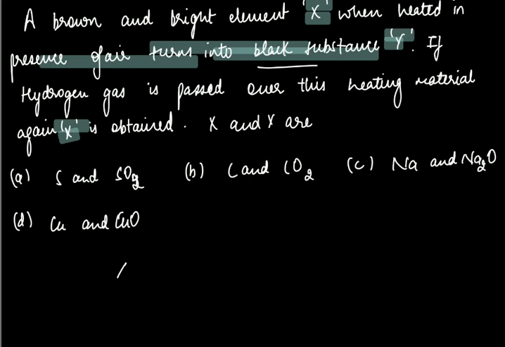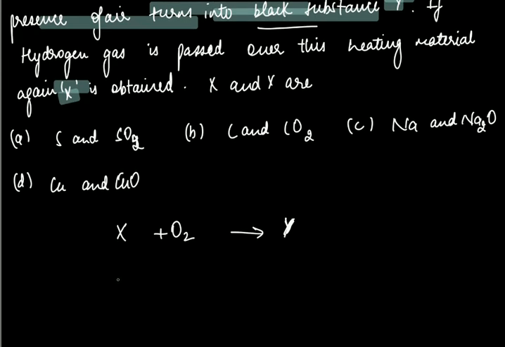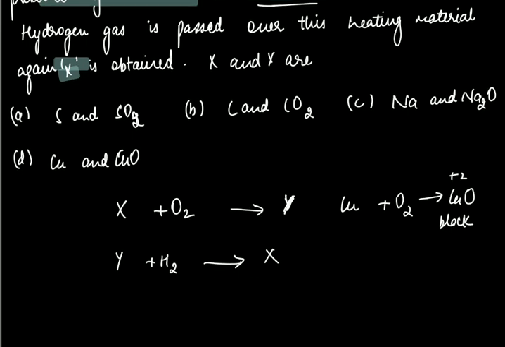So X reacts with oxygen to form a black substance, that is Y. If hydrogen gas is passed over this, Y reacts with hydrogen, so we get X again. So let's try with copper. Copper reacts with oxygen to form CuO, copper oxide. The charge over here is +2, and this copper oxide is black in color. There are two oxides of copper.